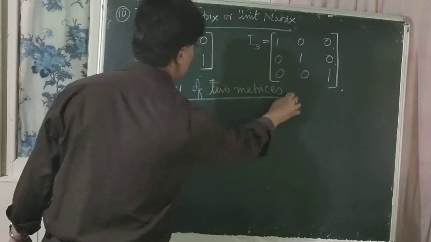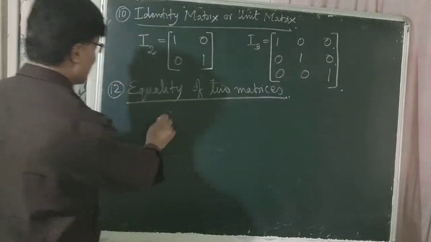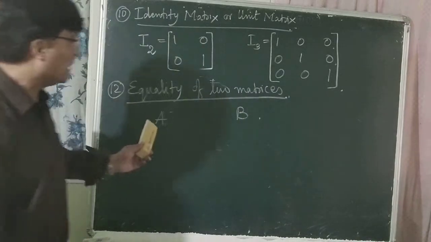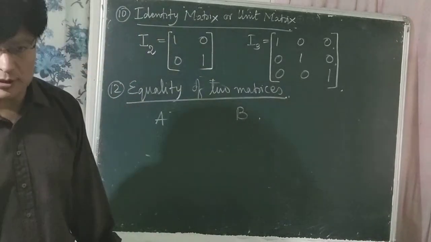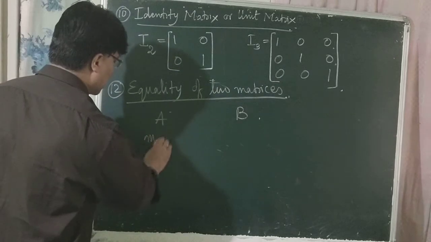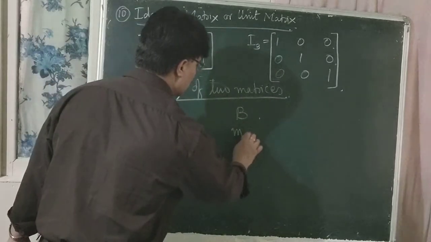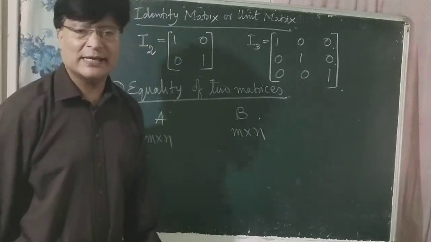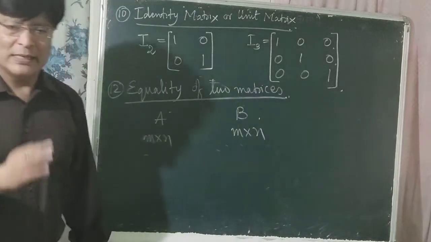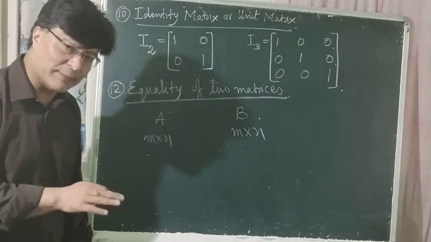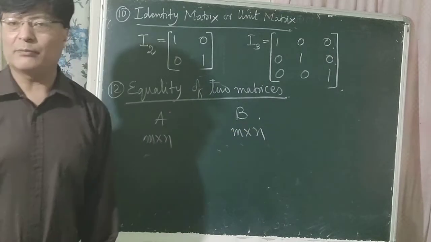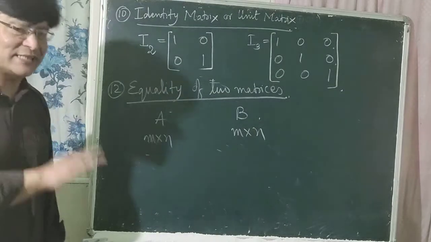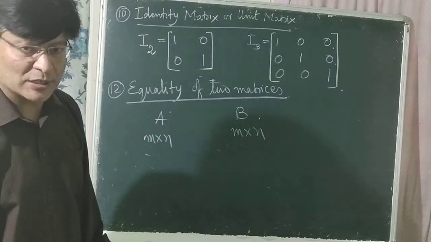Equality of two matrices. Let us take the two matrices A and B. The two matrices are said to be equal if they have the same order. So this A is an M cross N matrix and this B is also an M cross N matrix. So these two matrices A and B are said to be equal if they have the same order, that is M cross N and M cross N, and they must have the same corresponding elements. Is that clear?